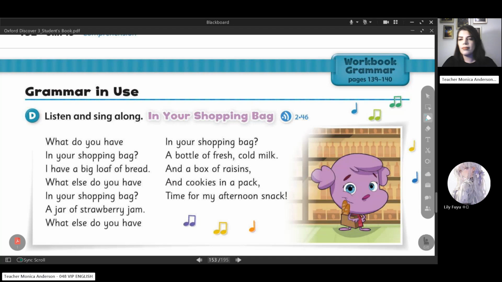What do you have in your shopping bag? I have a big loaf of bread. What else do you have in your shopping bag? A jar of strawberry jam. What else do you have in your shopping bag? A bottle of fresh cold milk. And a box of raisins and cookies in a pack. Time for my afternoon snack.